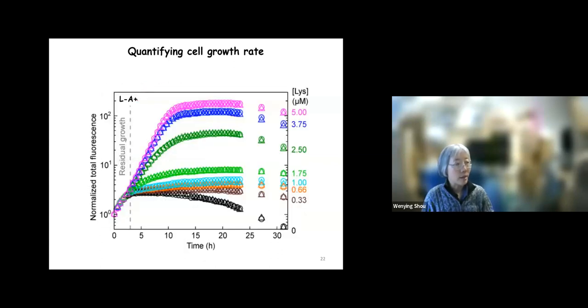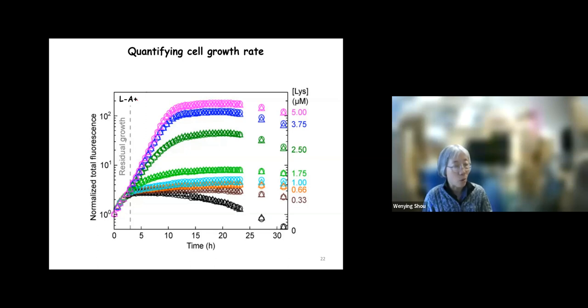And so this is a figure like this, right? The total fluorescence is a very good proxy for biomass. So this is lysine concentration at different concentrations. This is total fluorescence over time. And then let's focus on zero lysine, right? So we see the initial growth, and that's due to residual growth.